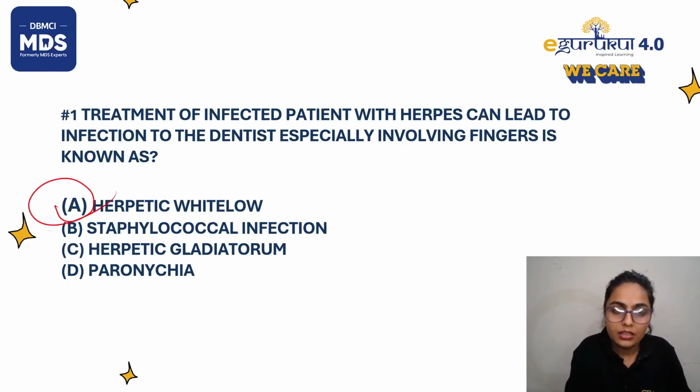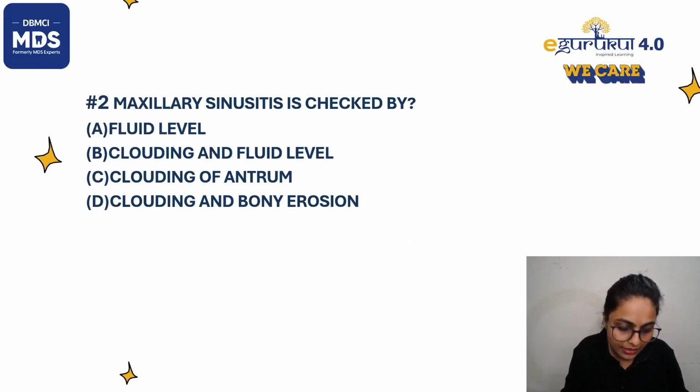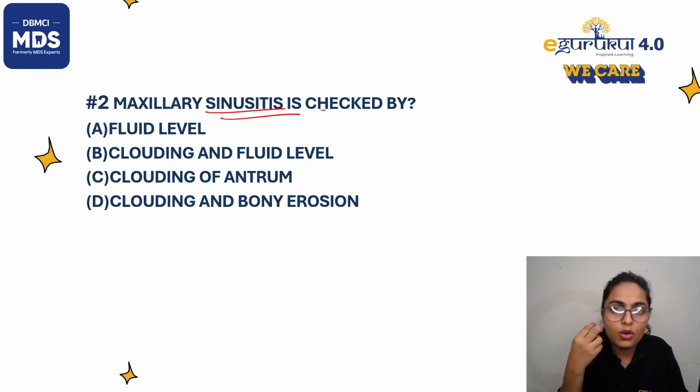Next question that we have is: maxillary sinusitis is checked by fluid level, clouding and fluid level, clouding of antrum, and clouding and bony erosion. Now, basically, what is sinusitis? It is inflammation of the sinus, here the maxillary sinus. What happens in sinusitis? There is inflammation of the sinus mucosa due to any allergen, bacteria, or virus.